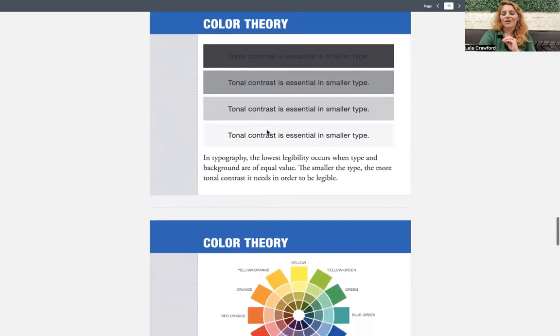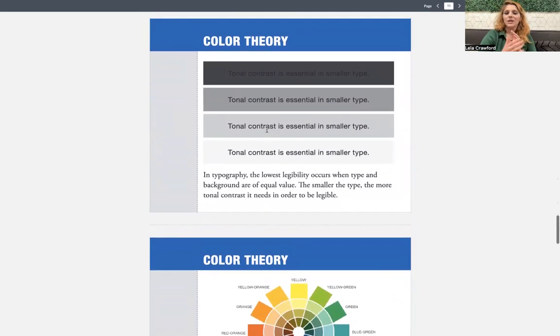So let's look here at typography. In typography, the lowest legibility occurs when type and background are of equal value. The smaller the type, the more tonal contrast it needs in order to be legible. This is tricky.